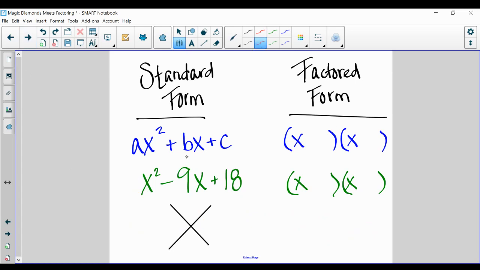So one more. Sum, product. So I have negative 9 and 18, which means I'm going to have negative 6 and negative 3. So I have x minus 6 and x minus 3.